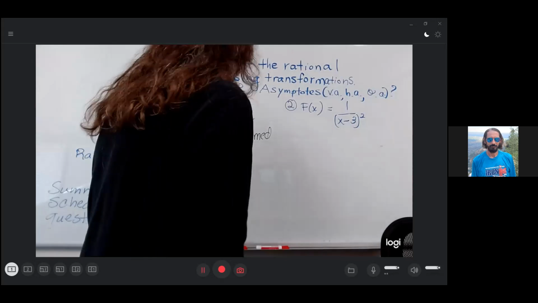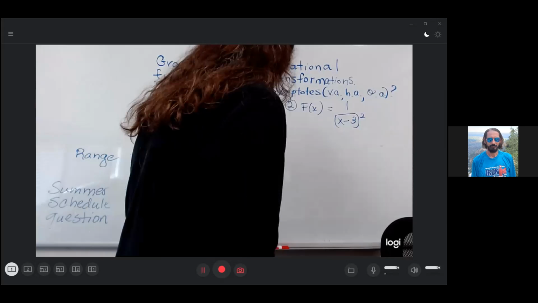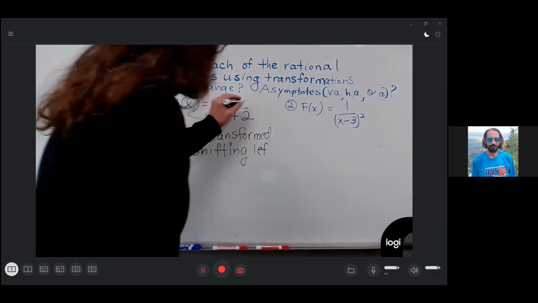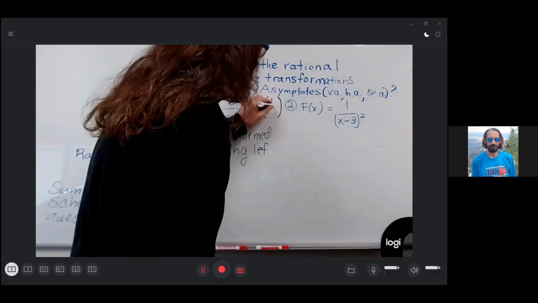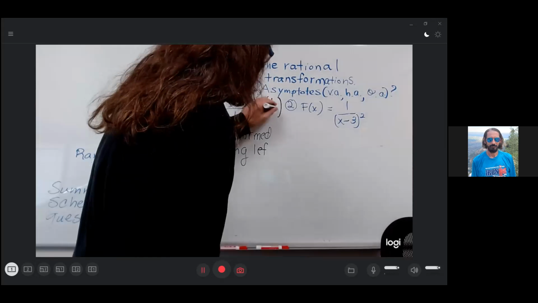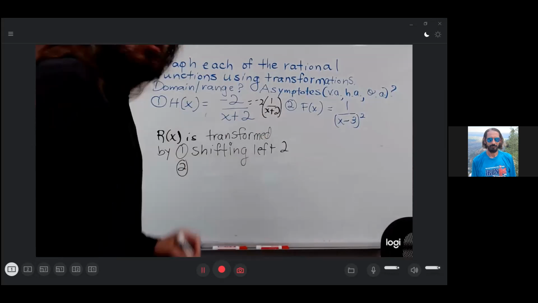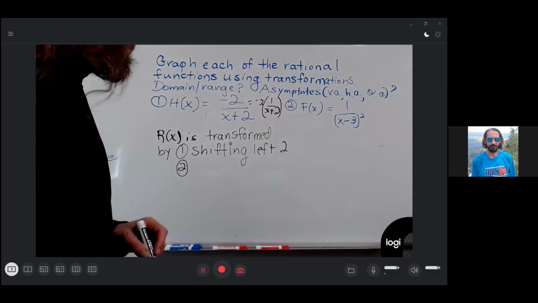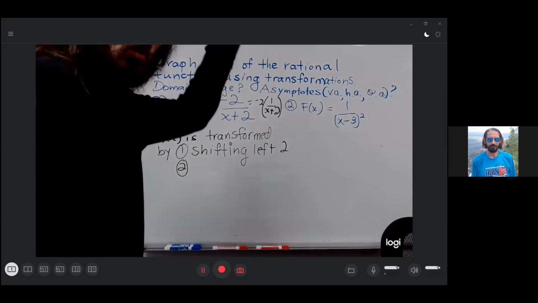And then multiplying by the -2 up here, this is actually the same as -2 times the quantity 1 over x plus 2. That's going to do two things. Both give us a reflection over the x-axis, and it will vertically stretch it.